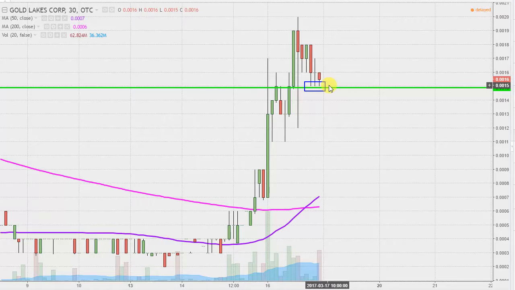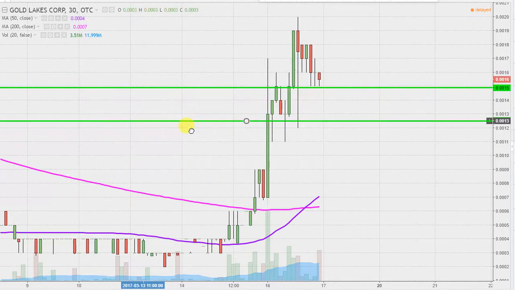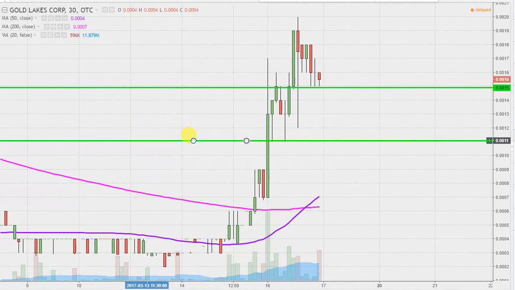Now, if the price does drop below there, I'm not saying that everything's totally ruined or anything like that. But if the price can stay above there, definitely a good sign of strength on the bulls' part. Next level of support after that, down here at 0011. So 0015, 0011, two initial areas of support.